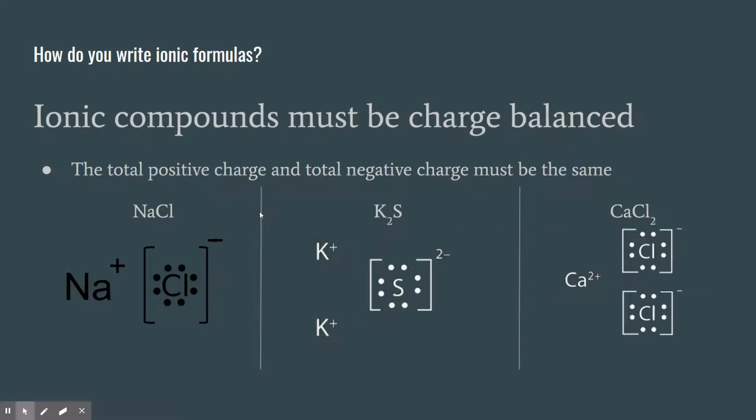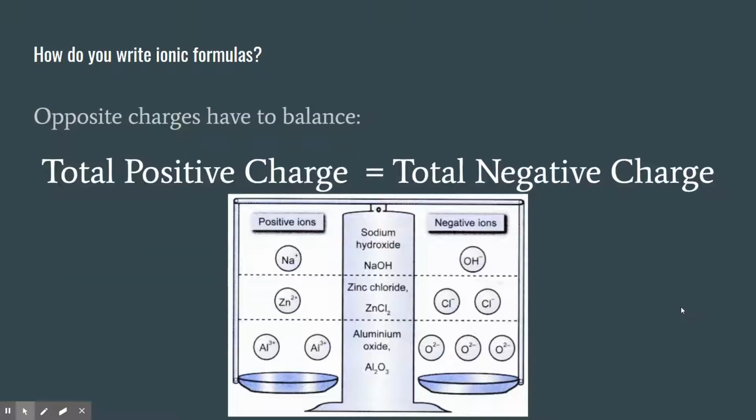Ionic compounds must be charge balanced. What this means is the number of positive and the number of negative charges must be the same. If I look at something like sodium chloride, I have one positive and one negative. Potassium sulfide, I have two positives and two negatives. And calcium chloride, two positives, two negatives. So the total positive charge must always equal the total negative charge, no matter what ions are involved. This is the rule for ionic bonding, and this is why we don't need prefixes, because there's only one way to make the charges balance.